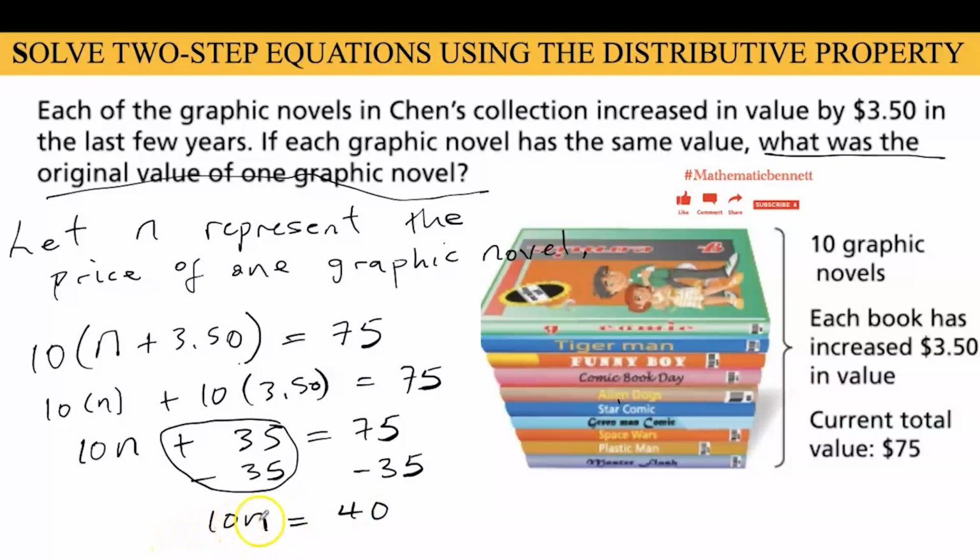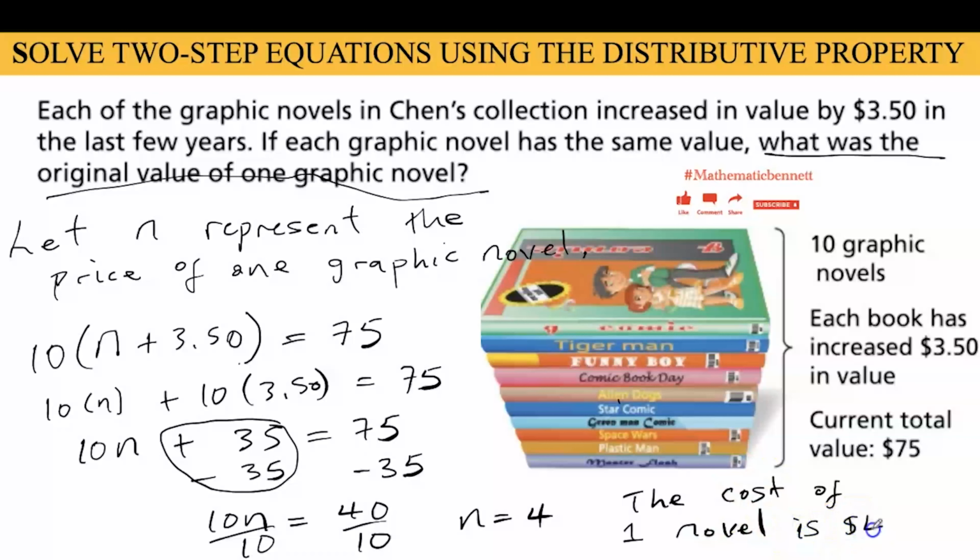To get N by itself, we notice that we are multiplying by 10 right here, so we have to divide by 10. So we divide both sides by 10. We see that N is equal to 4. So the cost of one novel, or the original cost of one novel, is $4.